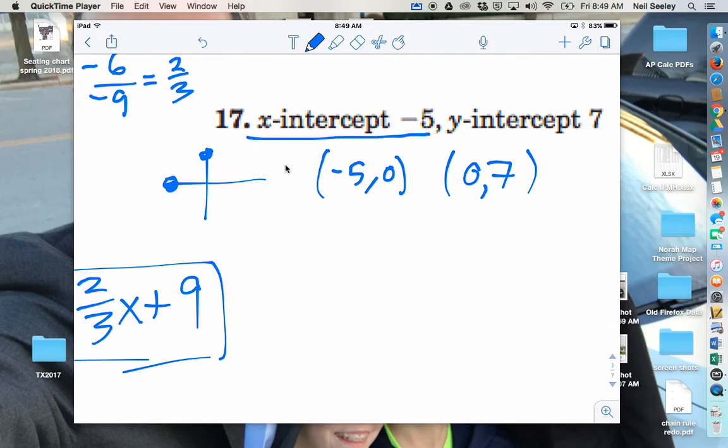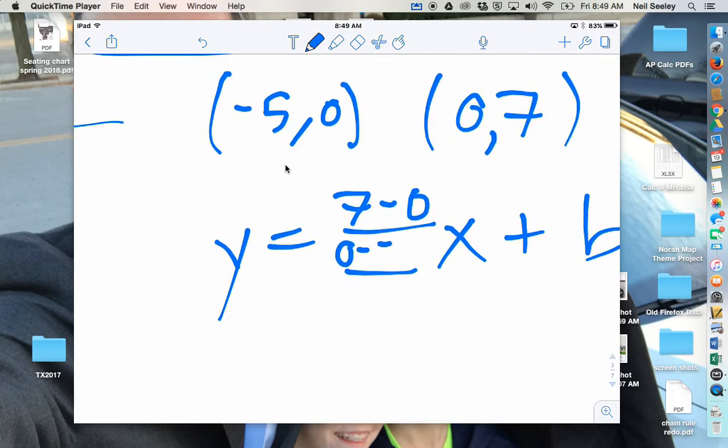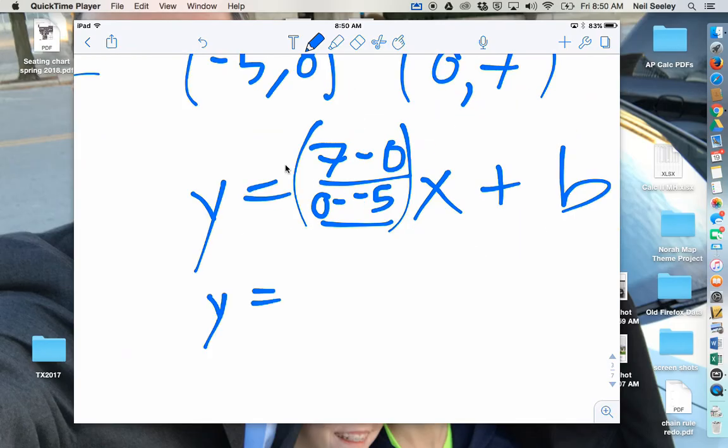Because all we really need is the slope, and the slope is going to come from me doing the y2 minus y1 business. So if you want, I can do it 7 minus 0 will give me the slope over 0 minus a -5, and you want to be careful, that is a minus a negative, which would become plus. So this is me doing the slope formula with the 2 points, the 2 intercepts I was given. Let's simplify that a little bit. So you get 7 over 5, right, 7/5 x plus b.